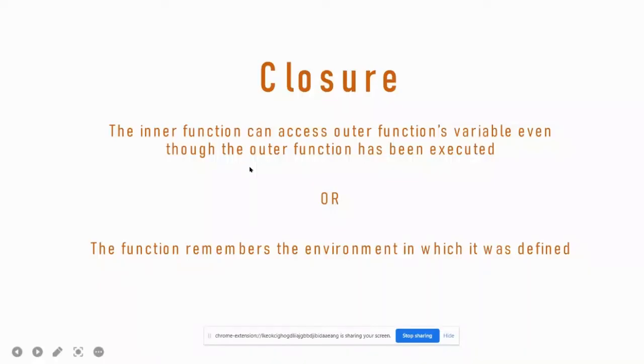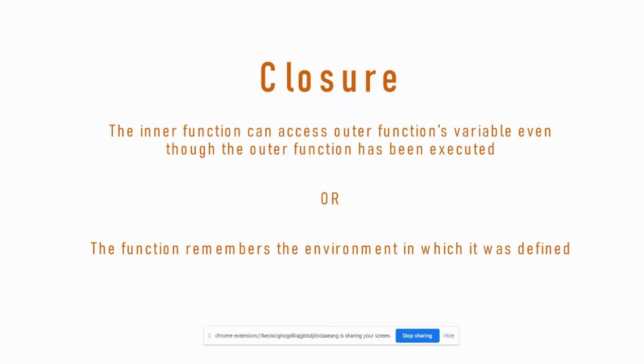So the definition is: the inner function can access the outer function's variable even though the outer function has been executed. Or there's another definition which I like: a function remembers the environment in which it was defined. So just remember these two statements. Let's jump to the code and then you'll be able to figure out what this definition actually means.